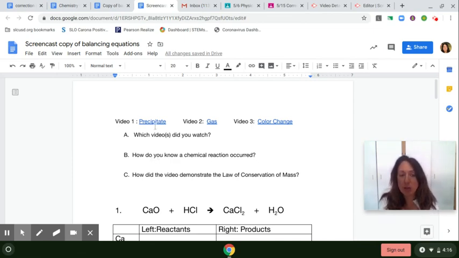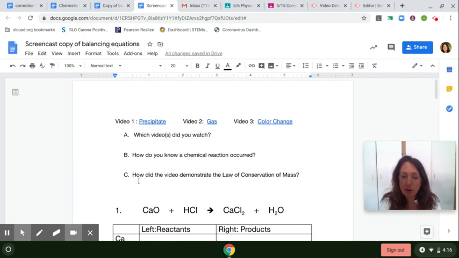If you watched the first one, you would have seen the two liquids combine and get cloudy and make a precipitate, which is like a solid or a powder that was in that vial. And so that's how you could tell that a chemical reaction occurred. If you watched the second one, you saw that balloon blow up and fill with gas. That is your indicator that a chemical reaction occurred because it produced a gas. And in the last one, you actually saw two things happen. You saw a color change where the two clear liquids turned bright yellow, and then it also got cloudy, which means a precipitate formed. That was your indicator that a chemical reaction had occurred.